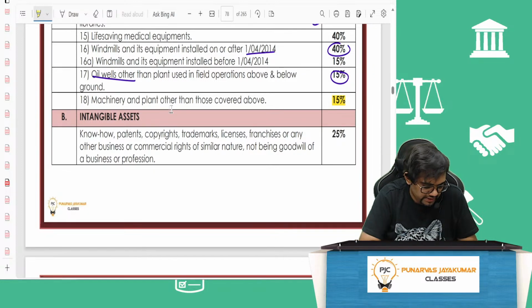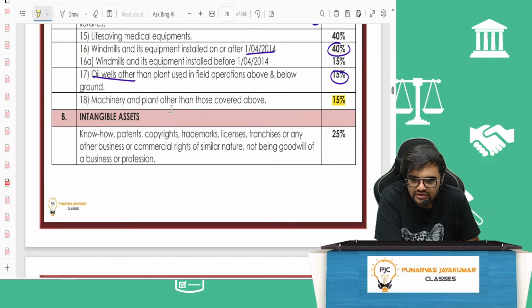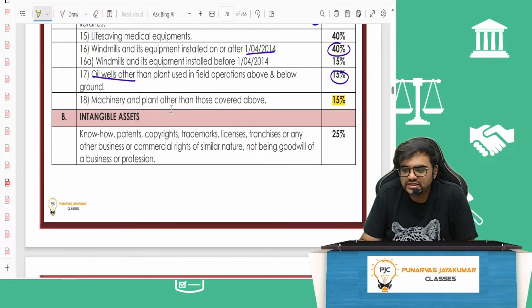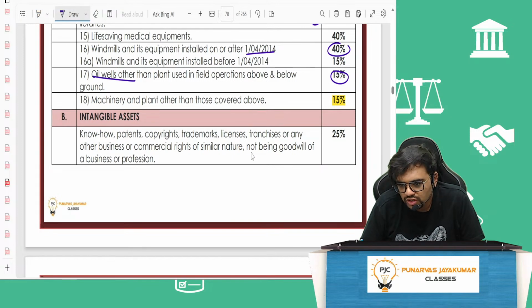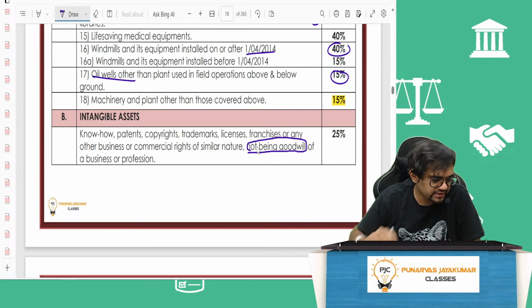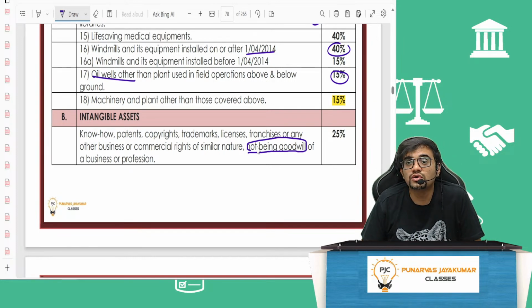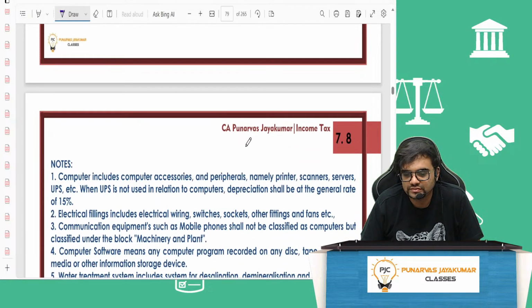Know-how, patents, copyright, trademark, all those things, franchise or any other business or commercial rights of commercial nature, all this will be 25%. But guys, one more change came in 2021. Goodwill of business was removed. We'll discuss slightly later. Goodwill is no longer an intangible asset. So it will be removed from the intangible asset block.